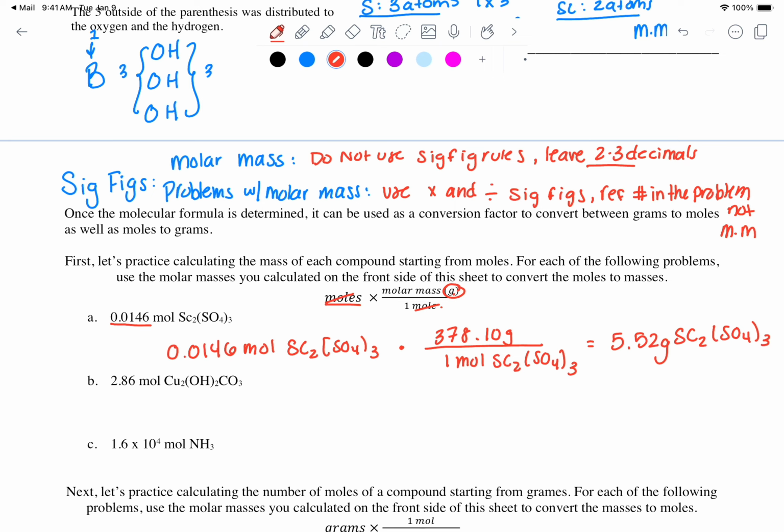Just like we talked about in chapter 1, we don't look at conversion factors for our significant figures. So we look at whatever the number is in the problem itself. In this problem, 0.0146 has 3 sig figs, meaning our final answer has to have 3 sig figs. Regardless of how big or small our molar mass is, no matter how many decimal places it has, it is a conversion factor with unlimited significant figures. So we are going to go strictly off of the number that is in the problem that we are looking at.